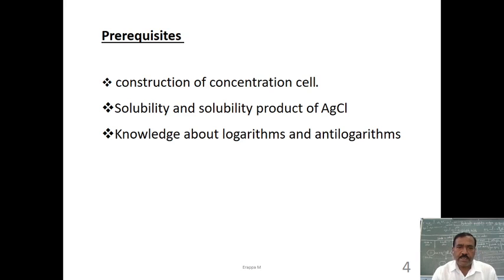For this session, you have to know the construction of a concentration cell and the solubility product of a sparingly soluble salt like AgCl. When solving the problems, you should know about logarithms and anti-logarithms.